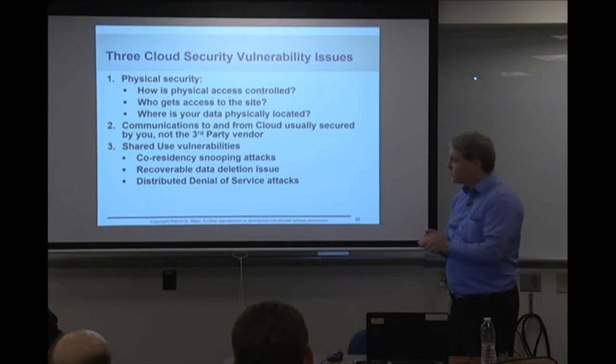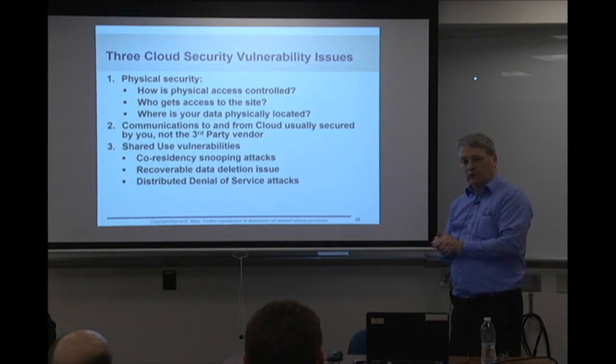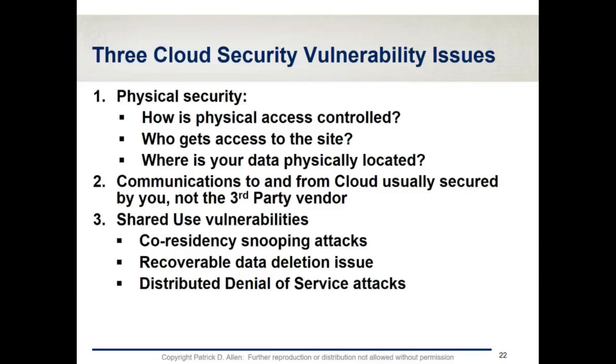Right. So, some of the things. Physical security: how is physical access controlled? Are there controls on, like I said, the door locks on the electrical closet? Who gets access to the building? Where is your data physically located? And then I'm going to go into more detail on this for all three of these. Communications to and from are secured by you, not the third-party vendor, and then shared vulnerability. I'm going to talk about, very briefly, co-residency snooping attacks, recoverable data deletion, and distributed denial of service attacks.